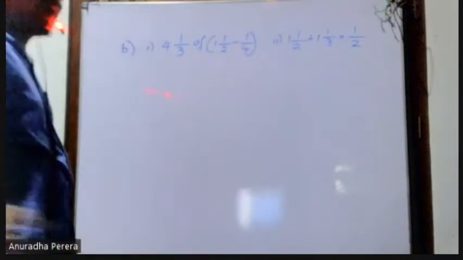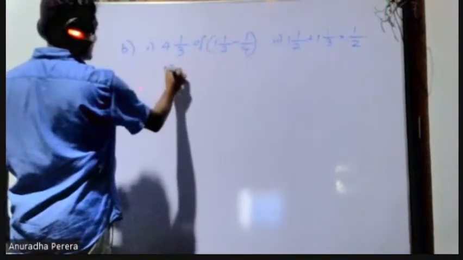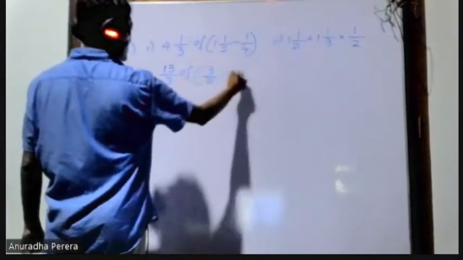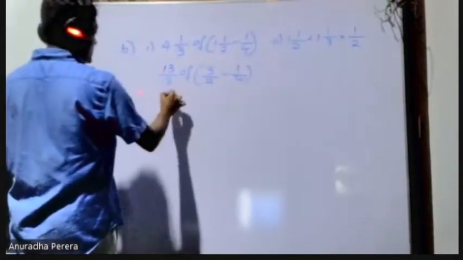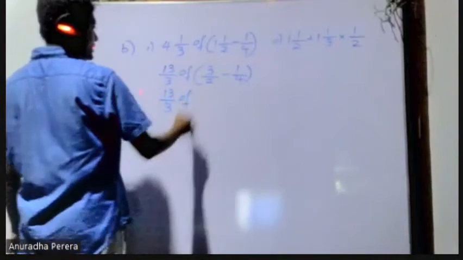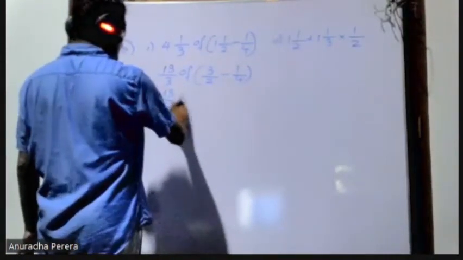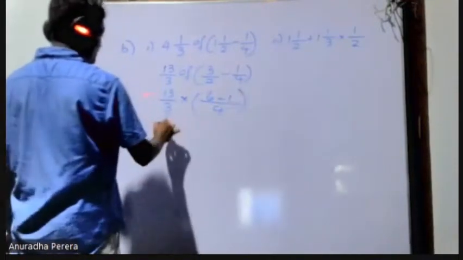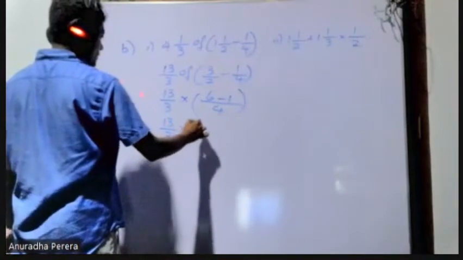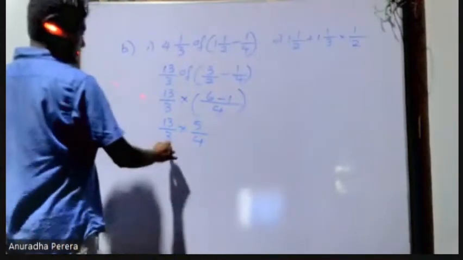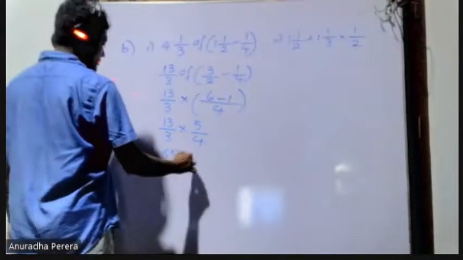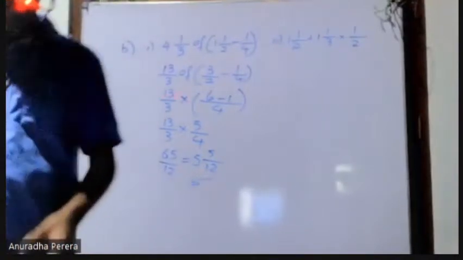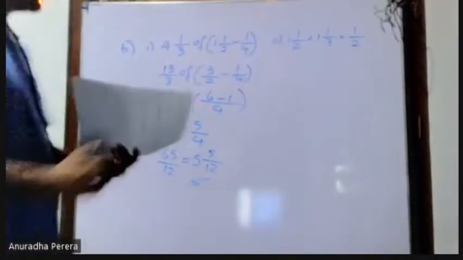First, do this bracket: 13 over 3 of 3 over 2 minus 1 over 4. Of means multiplication. Common denominator is 4: 13 over 3 into 6 minus 1 over 4, which is 5 over 4 into 13 over 3, 65 over 12. That is 5 over 12. 2 marks for this answer.